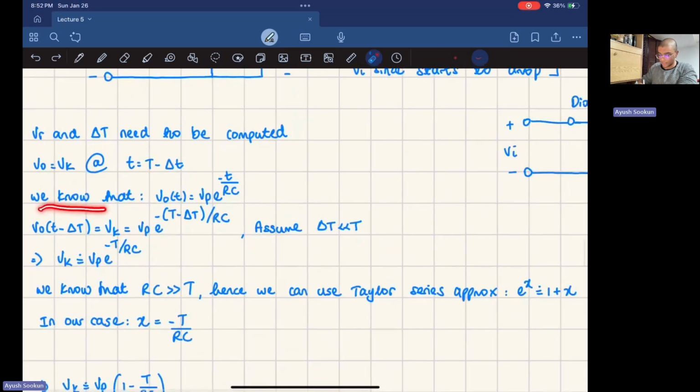So now we know that the capacitor voltage as a function of time is exponential, right? It's an exponential decay. So the output voltage at T minus delta T, well, we just said that this is equal to Vk. So we're going to say that this thing is equal to Vk, which is equal to Vp e to the minus t over RC. The only thing I got to change is this T. This T is going to be whatever value I got here. So I'll plug that into my equation.